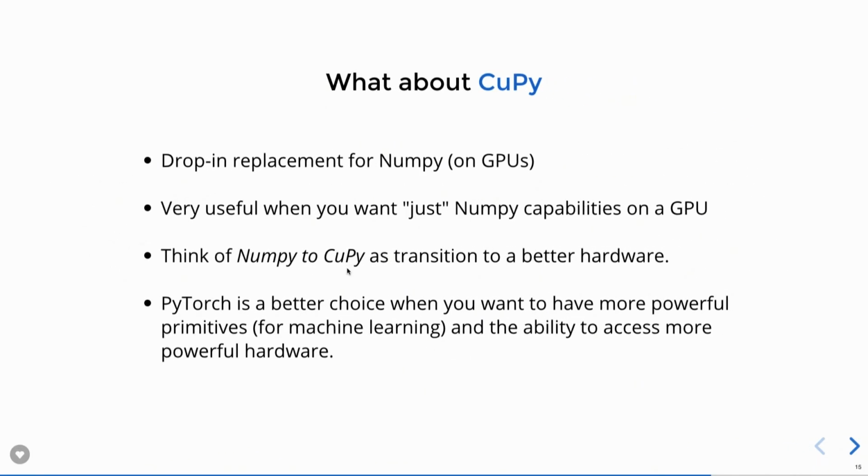What about things like CuPy and other libraries which allow you to execute NumPy operations on GPU? Well, CuPy is basically a drop-in replacement for NumPy. All your NumPy operations remain exactly the same, and now they are running on GPU, which is a very useful thing. So why should someone not use that and use PyTorch?